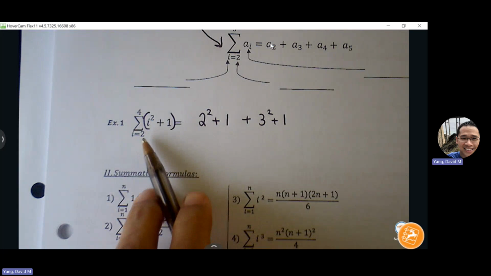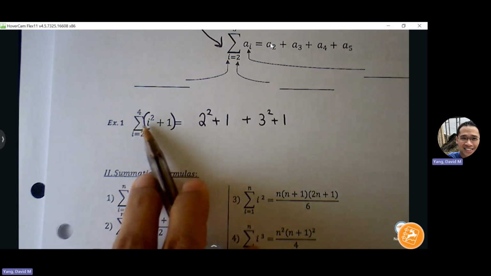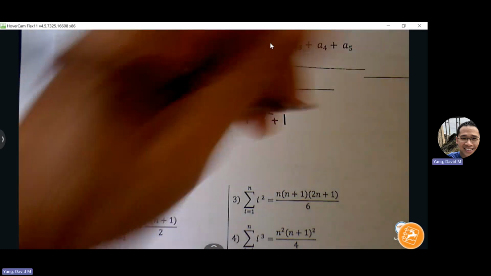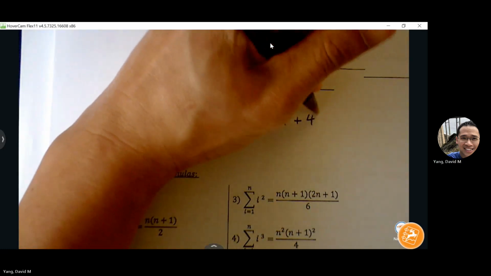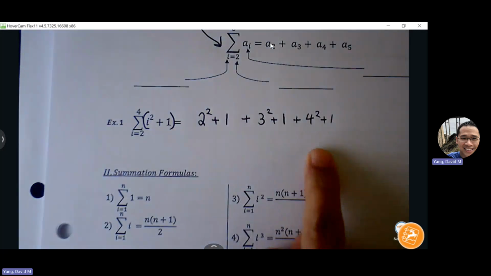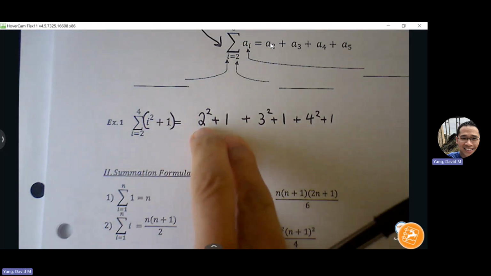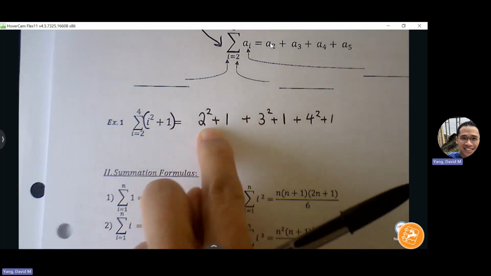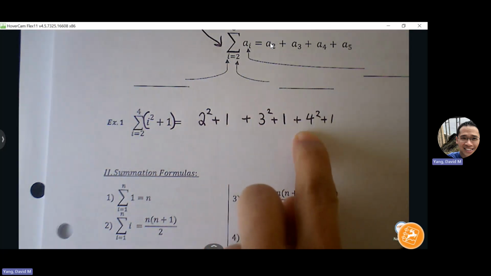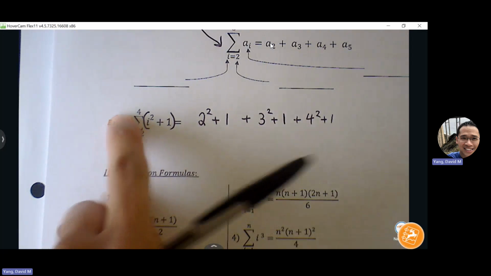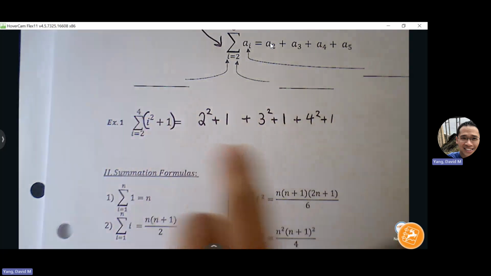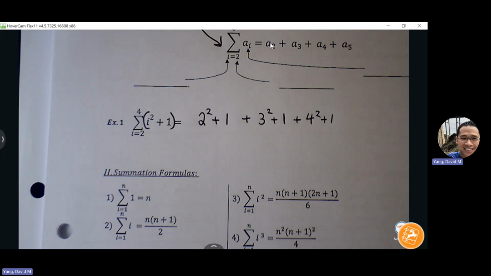Okay. What's my next I value? 4, right? So plug 4 in. 4 squared plus 1. Okay. Do I keep going? No, because that's the top. That's the last value. That's right. So here, there's only 3 terms, right? There's 2 squared plus 1. There's 3 squared plus 1. There's 4 squared plus 1. So the 4 doesn't mean that there are 4 separate terms. The 4 just means that's the last I value that you insert into the expression. Okay. And now you're just adding these terms up.